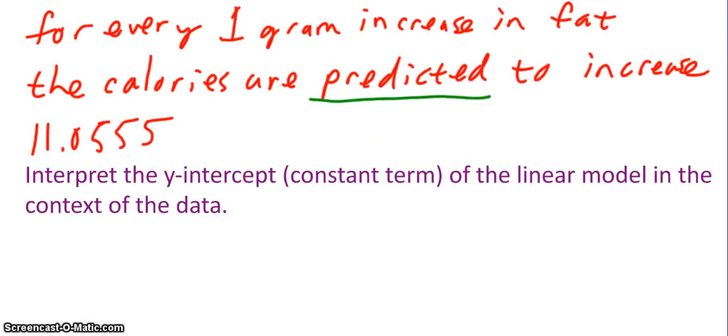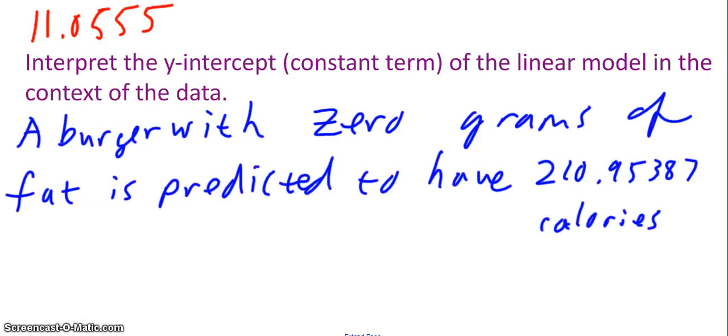Okay, I want you to now do the same thing with the y-intercept, or the constant term of the model. So interpret it in the context of the problem, pause the video, unpause when you're ready to compare your answer. Okay, so what does the y-intercept mean? Well, in this case, I would say a burger with 0 grams of fat is predicted to have 210.95387 calories. Again, the key thing is to use the word predicted because we're using a model.